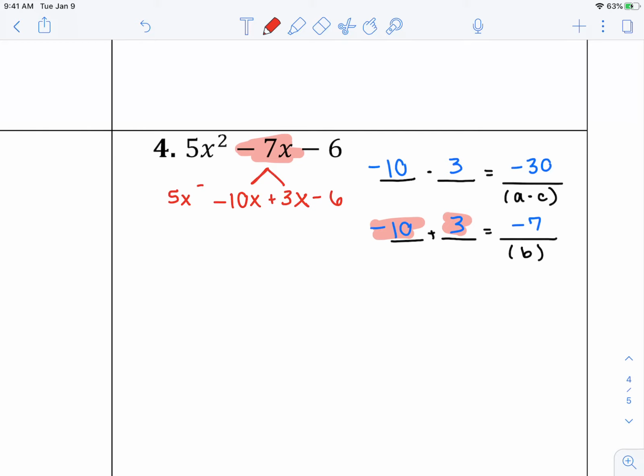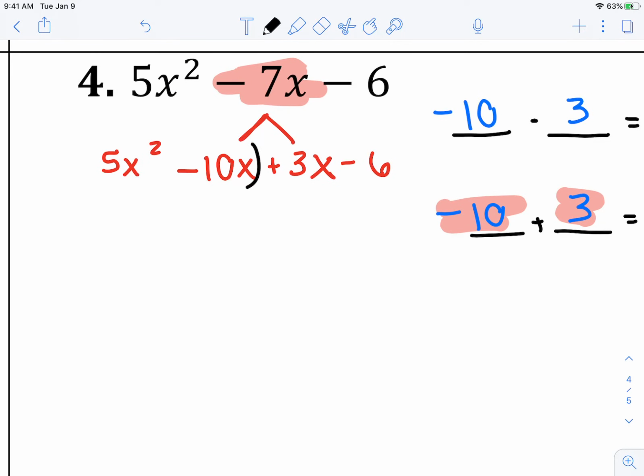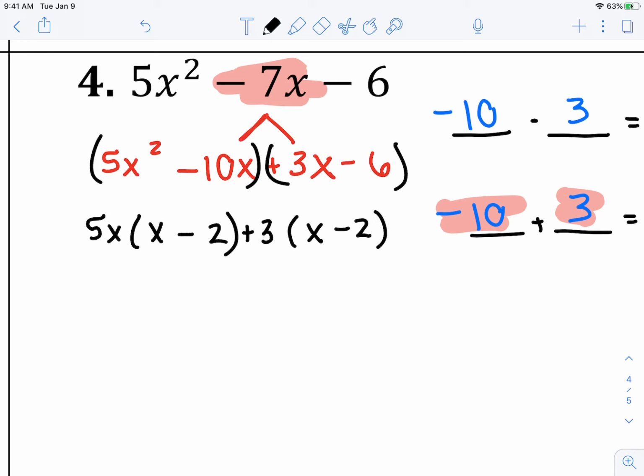Then I factor by grouping. In this first group, the GCF is 5x, leaving x minus 2. Then in our second group, our GCF is a positive 3, leaving x minus 2. Factor the x minus 2 out, and I'm left with 5x plus 3.